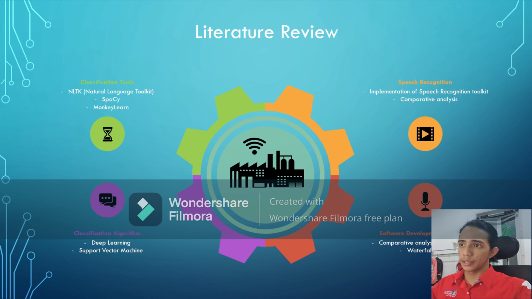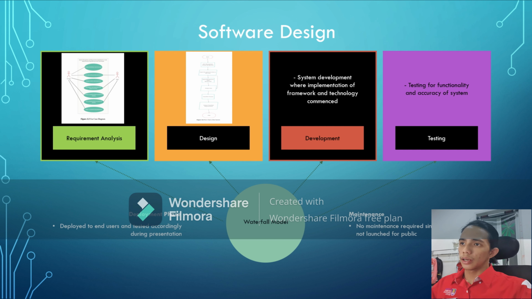For the software design, we have 6 phases. We have the requirement analysis, design, development, testing, deployment, and maintenance. For the requirement analysis, I think this is called the use case diagram right here, and the use case diagram was used to see the connection between the system and the user.